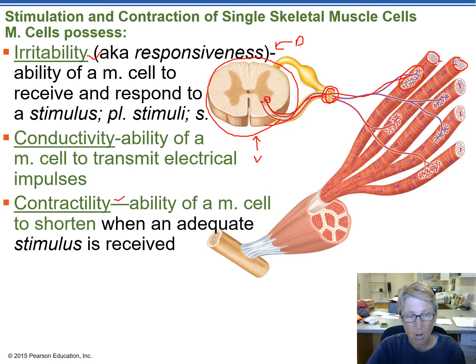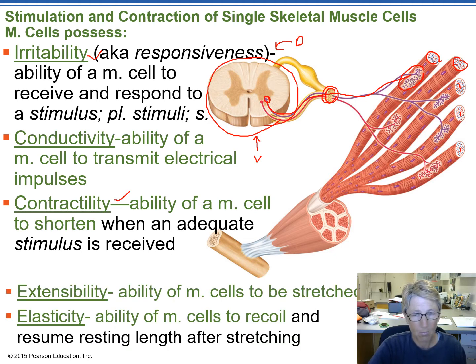Muscle cells also can contract, so they can get shorter as a function of the sarcomeres getting shorter. Muscle cells also possess the characteristic of extensibility, so they can be stretched, and then they can also recoil, so muscle cells are elastic.